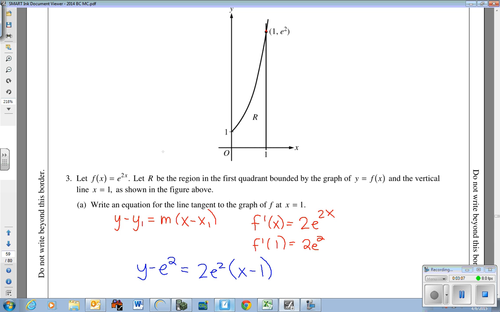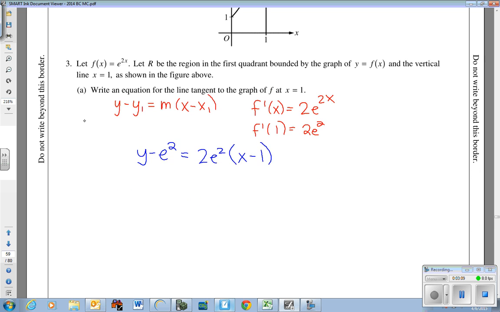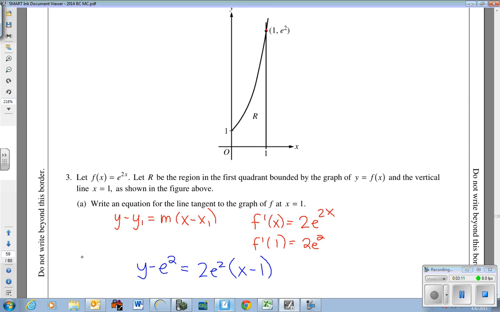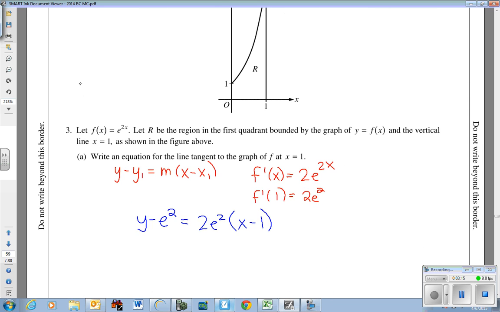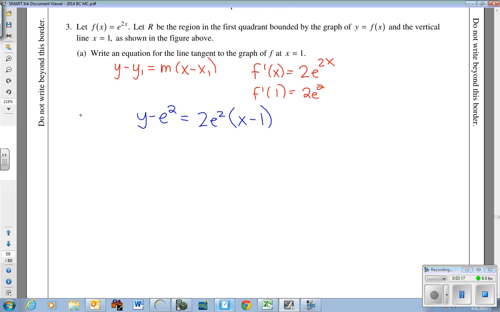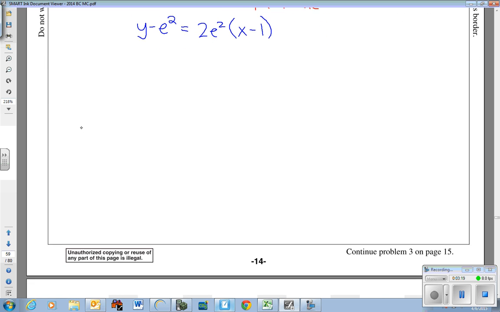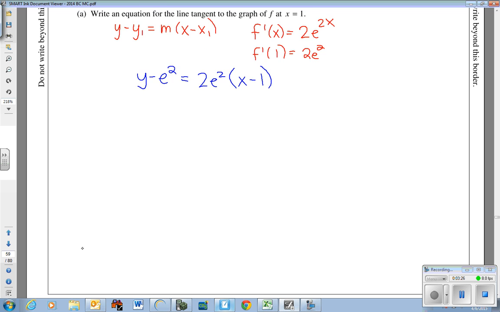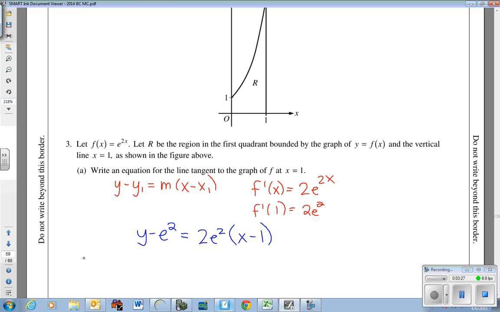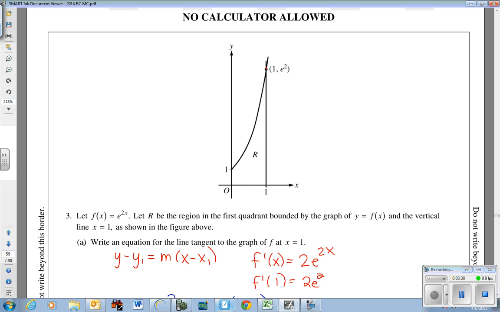All right, so the next part, and I like this, by the way, because it looks like your test is going to look. You see these 3's, you see all the space. A lot of the released questions that we answer are all packed in to fit on one page, but this is the paper you're going to be writing on. So find the area of R, part B. I'm going to answer part B up here where I have some space, so I don't have to keep scrolling.